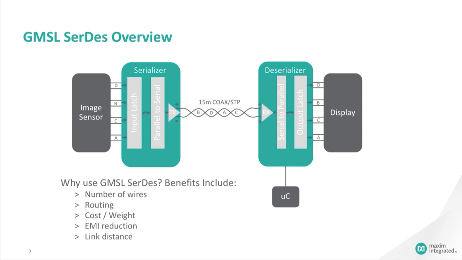Instead of running many wires from the camera to the display unit, customers can use a Maxim GMSL SerDes pair to run a single coaxial or shielded twisted pair (STP) cable between the camera and display unit. Using a single coax or STP, sometimes referred to as a shielded twisted quad, for power, ground, and differential data, reduces cabling cost, weight, and EMI while increasing the reliability and link distance.